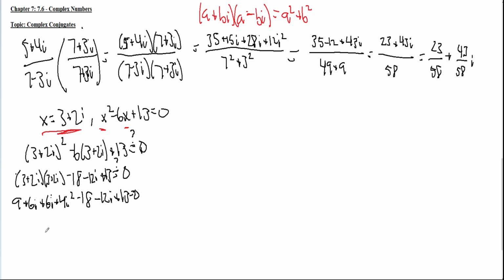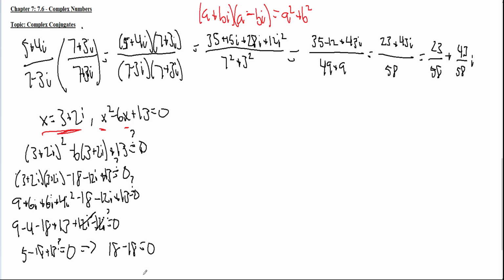So this 4i squared will be rewritten as negative 4, because i squared is equal to negative 1. So we have 9 minus 4 minus 18 plus 13. And the two 6i's would give us positive 12i, and that's minus 12i. So is that equal to 0? We still don't know yet. So the 12i's cancel, okay? And now we're just left with what's left over here, right? So we have 9 minus 4, which is 5, minus 18 plus 13. And this positive 5 plus 13 gives us positive 18. And so we have 18 minus 18, which is equal to 0. So yes, this x equal to 3 plus 2i is in fact a solution for our equation.